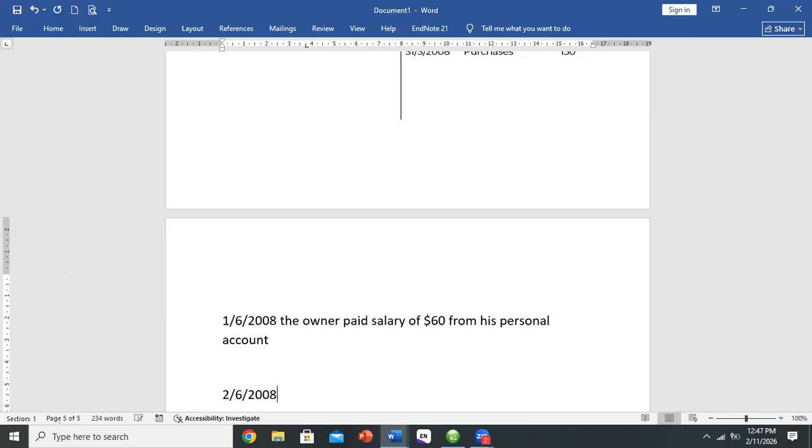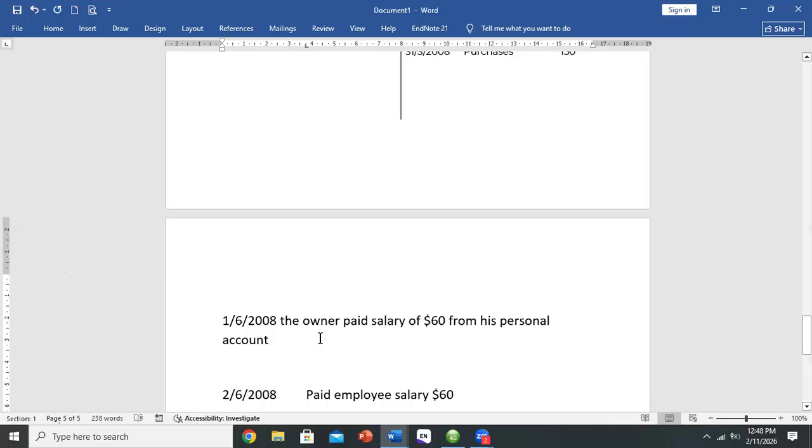paid employee salary, let's say $60. These are 2 different transactions, right? Anytime you see the owner is making payment, it means the payment is not being done by the business, because if it is the business that is doing the payment, then you see the second type of transaction, paid employee salary of $60. Now, let's look at the first one.